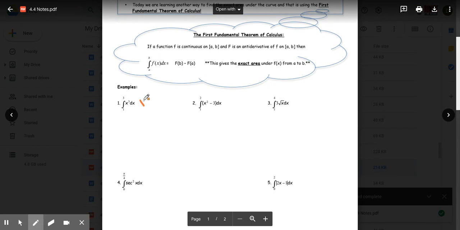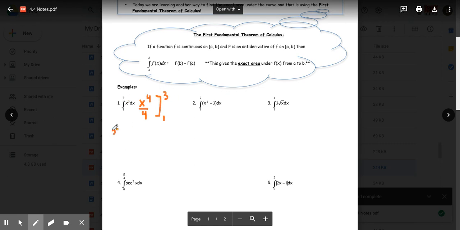So what you're going to do is integrate. Normal integration rules: add 1 to the power, divide by the new power. So when I add 1 to the power, I get x to the 4th over 4. I don't need a plus c because I'm going to be subtracting, and that c would subtract out. So you never need plus c when you have bounds on your integral.